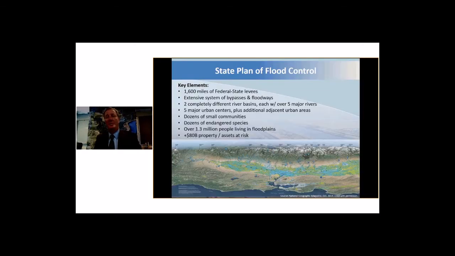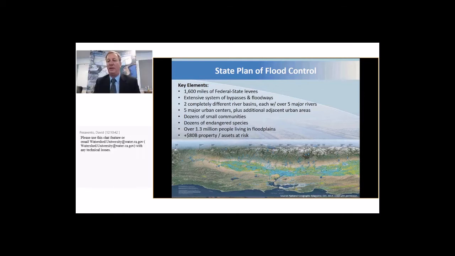I just thought as a general overview, this is a slide that I've got from the State Plan of Flood Control folks. And this reflects the State Plan of Flood Control, a nice graphic from the National Geographic. It frames the Central Valley as a whole. There's the San Joaquin side of the system, and there's also the Sacramento side, and this is the part where the Yolo Bypass sits.